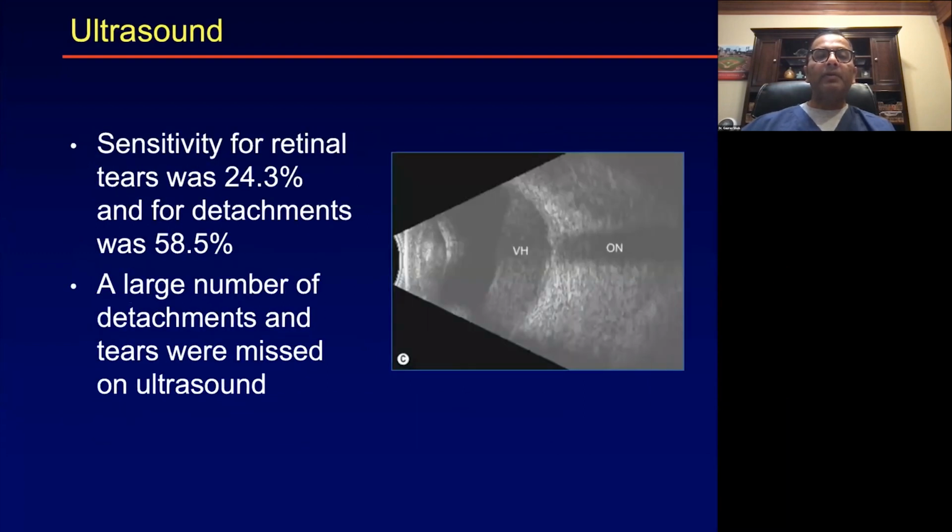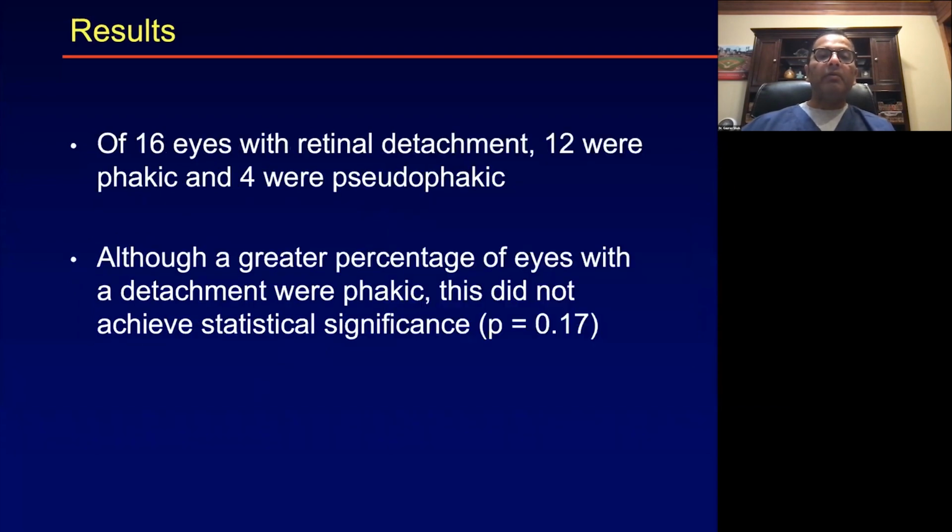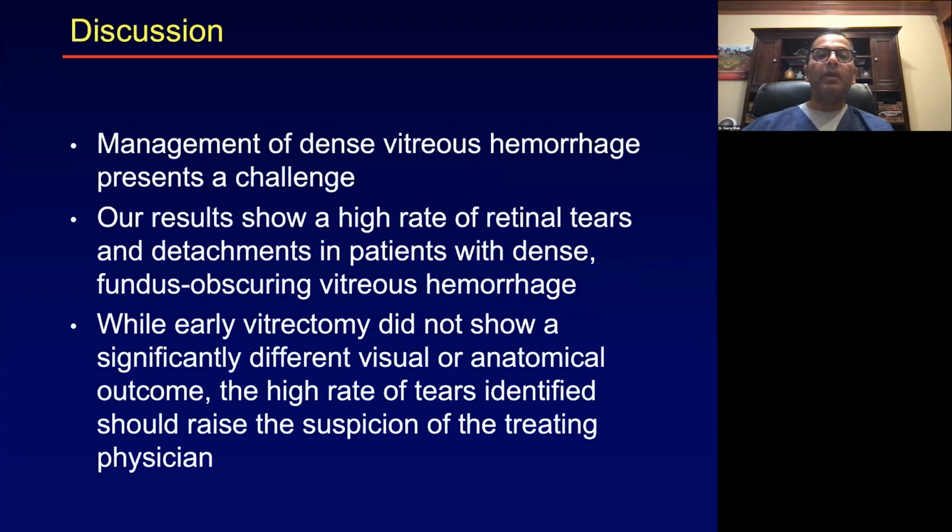Now, what we did find was that the sensitivity for retinal tears was 24% and detachment 58%. So a large number of detachments and tears were missed despite having ultrasound. Of the 69 with retinal detachments, 12 were phakic, 4 were pseudophakic, and this did not achieve statistical significance. Again, the numbers were small.